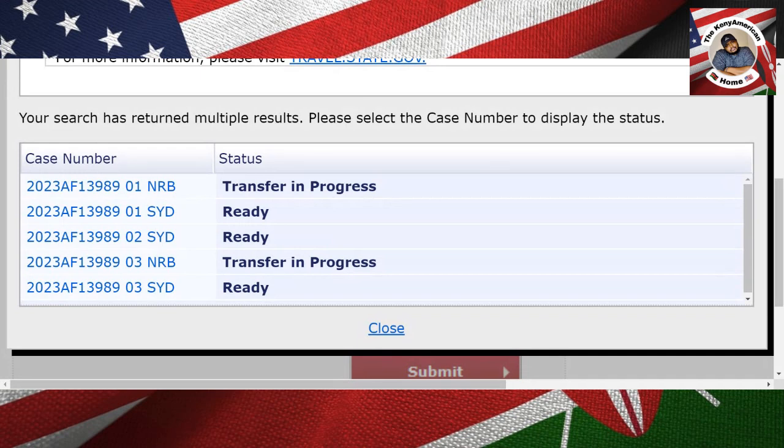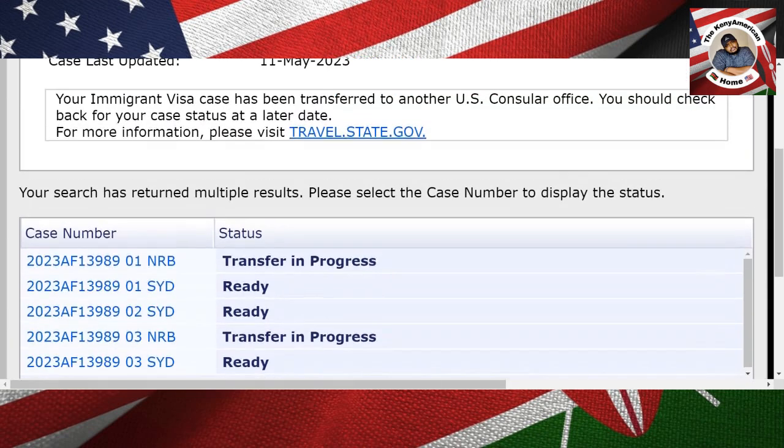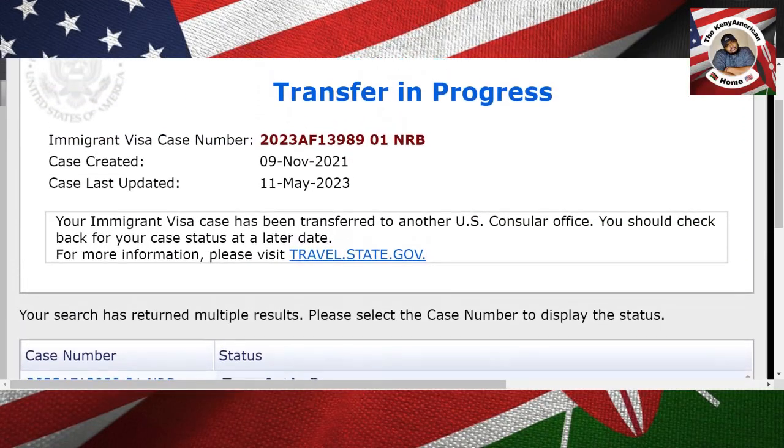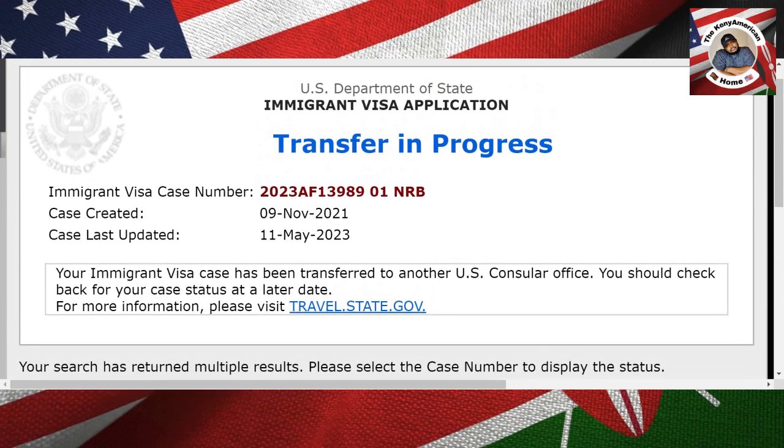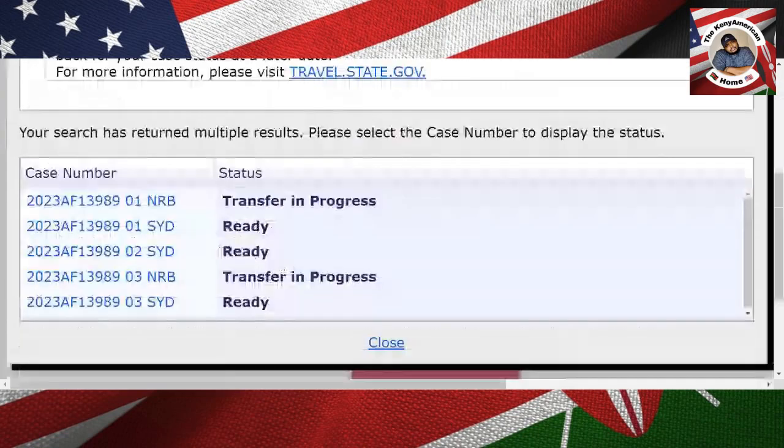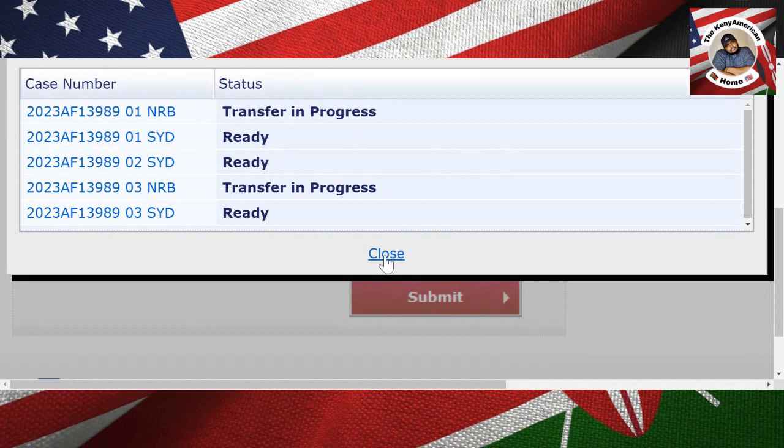And you can see the different statuses. It's been transferred, and it's ready for an interview in Sydney. But this is a transfer. It's a transfer in progress. Once the transfer completes, then the person will be able to do their interview in Sydney.